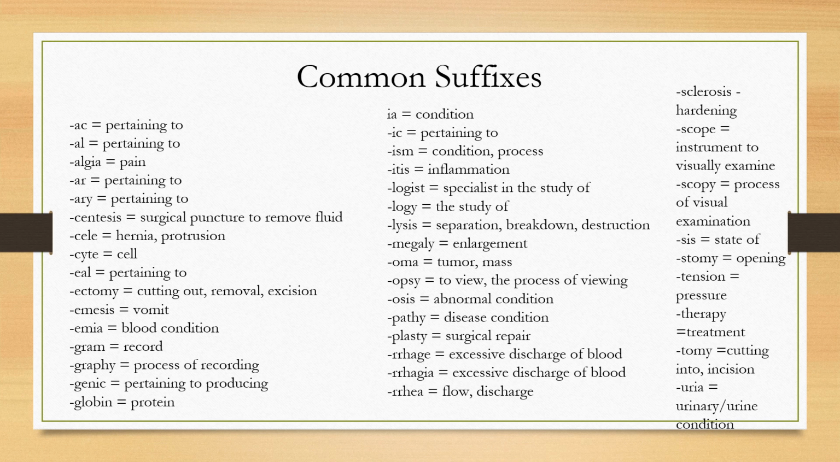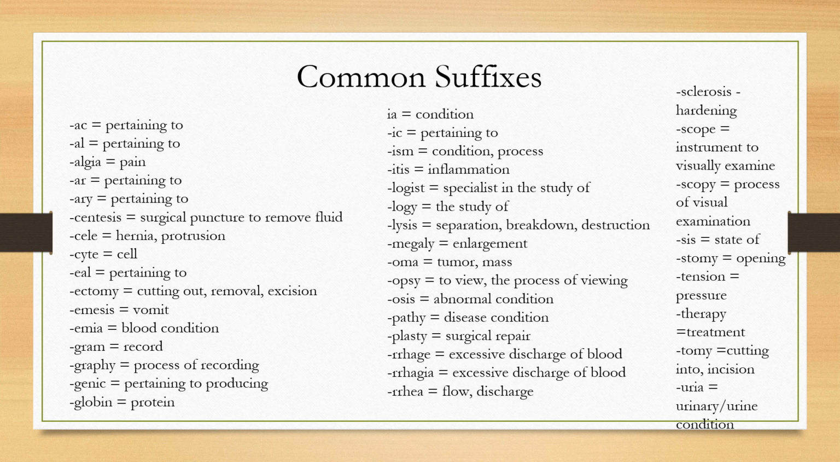Emia, this is a blood condition. So sepsis, we'd already talked about that. Septicemia is a systemic blood infection, for example. Anytime you see gram, it's a recording of something. Graphy, so this is your process of recording. So we have electrocardiograms and electrocardiography. So these are the records or the recordings of.